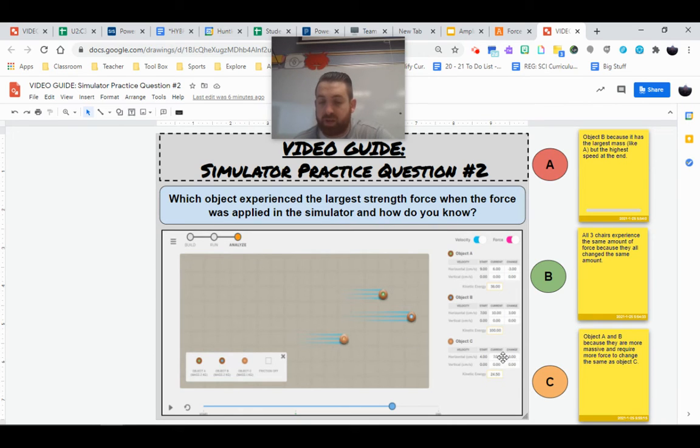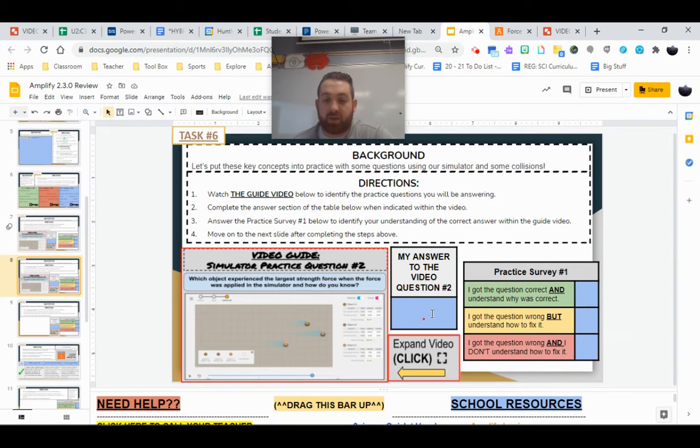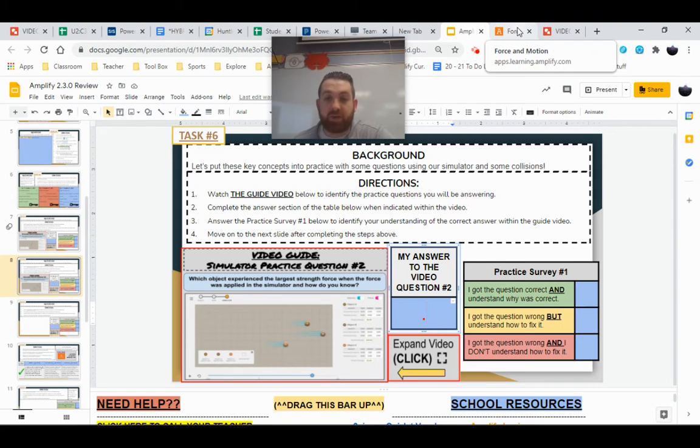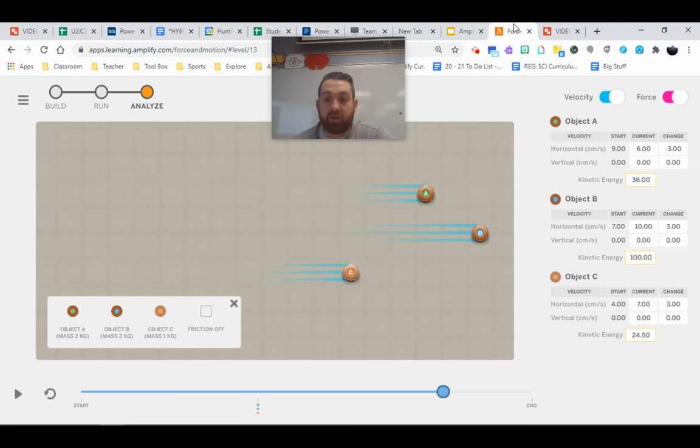Based on what you saw in the simulator, and based on your three answers, you're going to have to infer which one of objects A, B, C experienced the largest strength force. Take a second to go ahead and put your answer into the answer section. And when you're done, after you put your answer, make sure you have paused the video and then come back to the video here to talk about the answer. I'll wait.